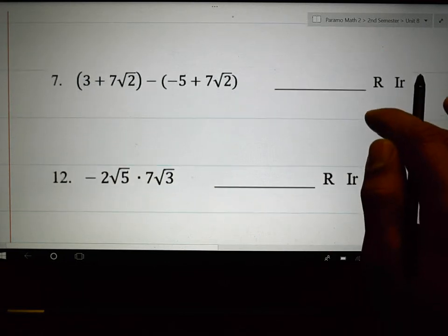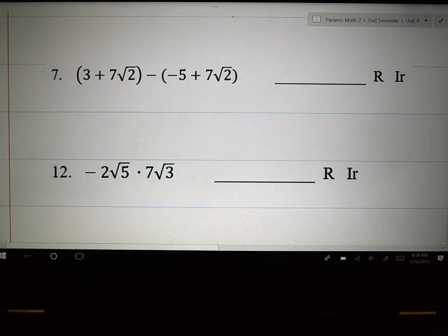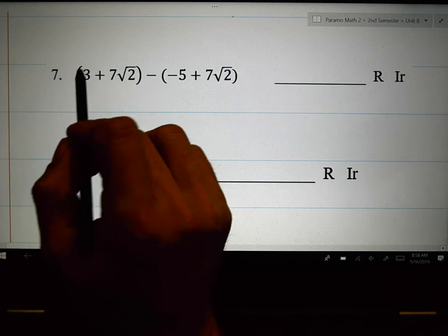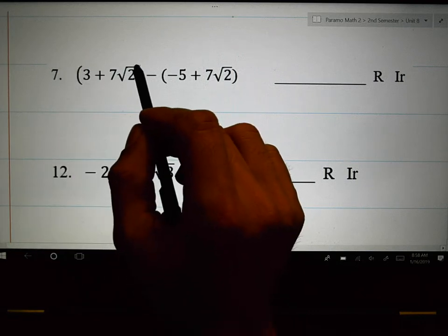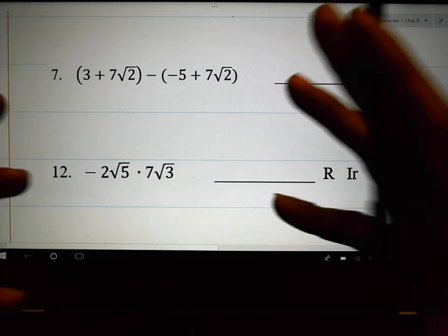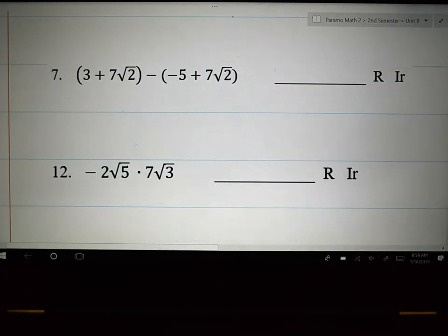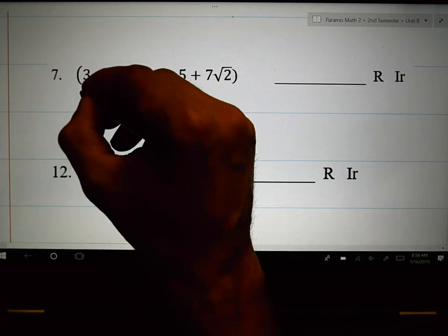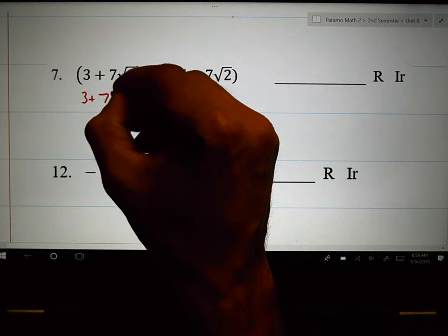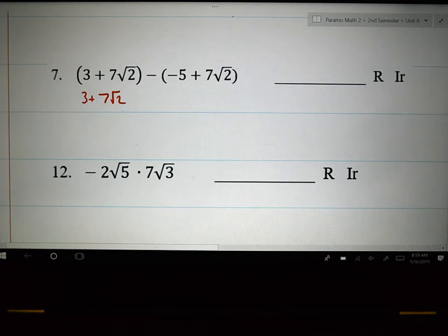My next example is number 7. Now, when you have parentheses, if there's something in front of the parentheses, it means multiply by it. If you have an exponent outside of the parentheses, it means you have to deal with that exponent, and that's how many factors you have. There's no exponent. Because there's nothing in front and no exponent, you can drop the parentheses. There's no reason to have them. It's the same thing as 3 plus 7 root 2.